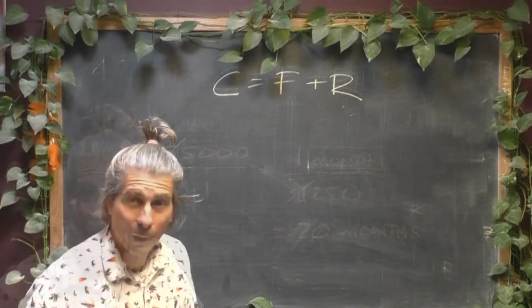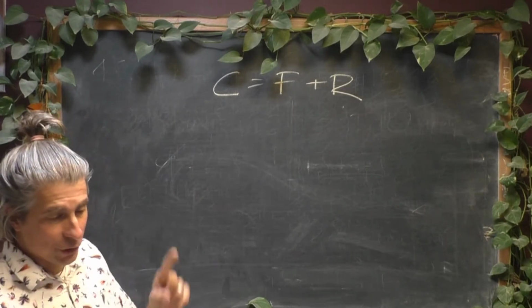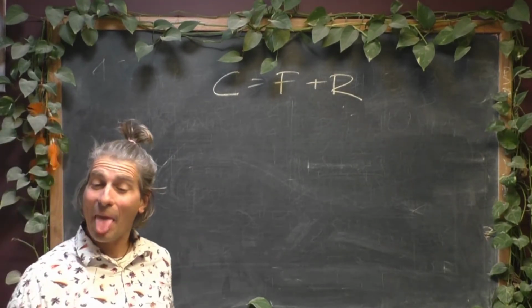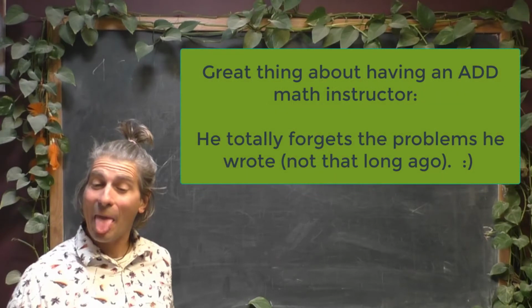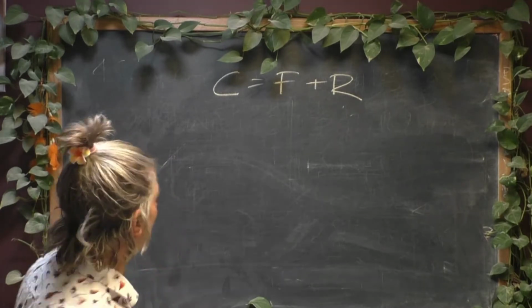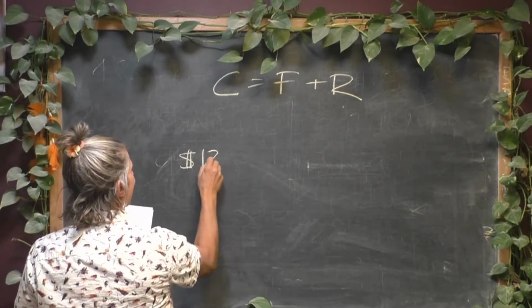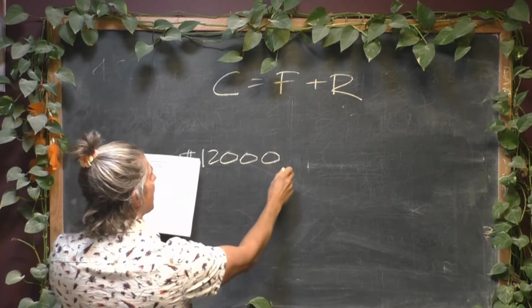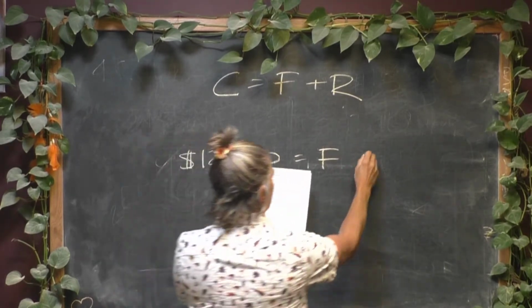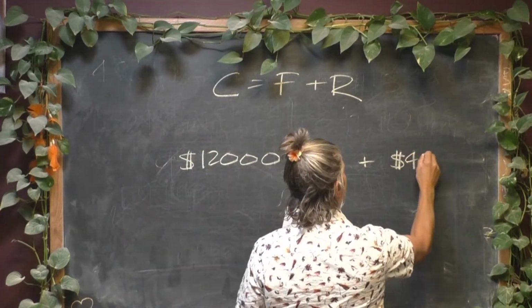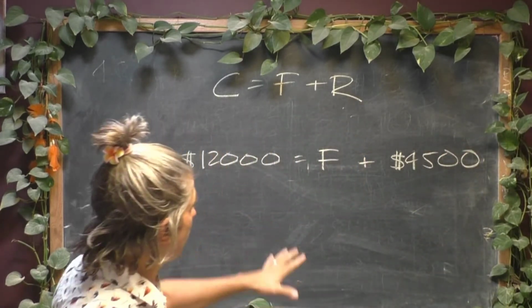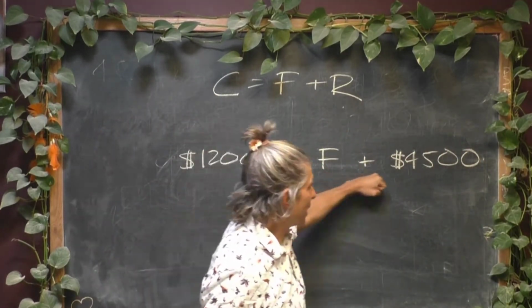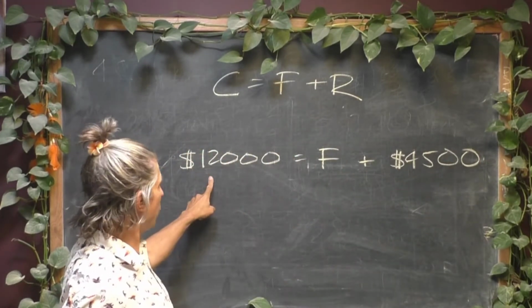All right, let's do some more. Okay, different car. We know the total cost is $12,000. Check that out. That's the total cost of the car. The repeated cost is $4,500. We're looking for F, which means we're trying to figure out how much the car actually costed. So we know that whatever the car costed plus $4,500 has to equal $12,000.